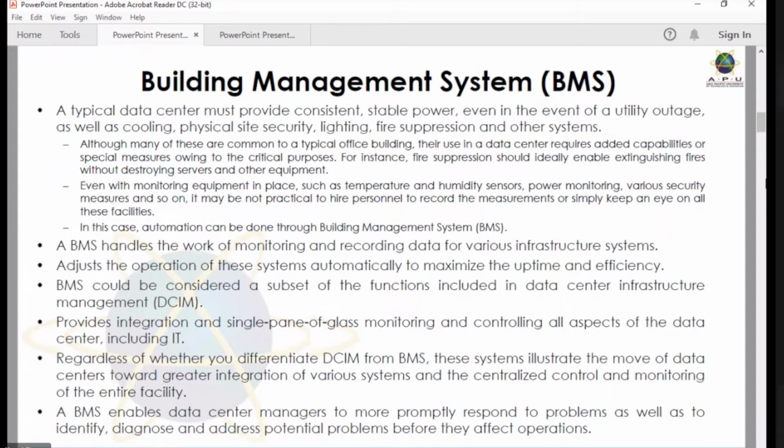Even with monitoring equipment in place such as temperature and humidity sensors, power monitoring, various security measures, and so on, it may not be practical to hire personnel to record the measurement or keep an eye on all these facilities. Even with all the measurements, if one person records and watches everything, that is more like not automated, right?